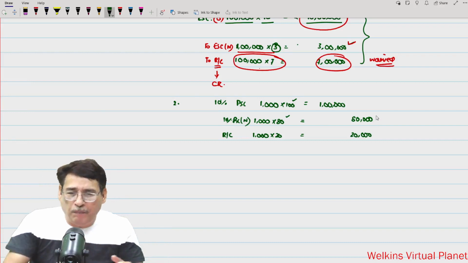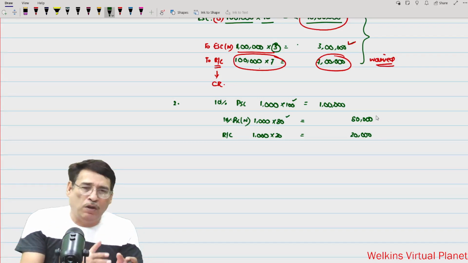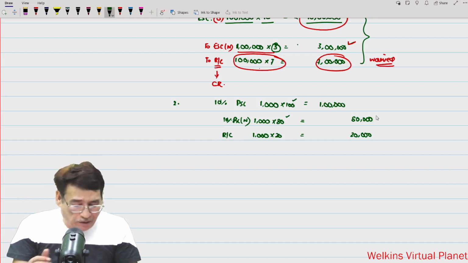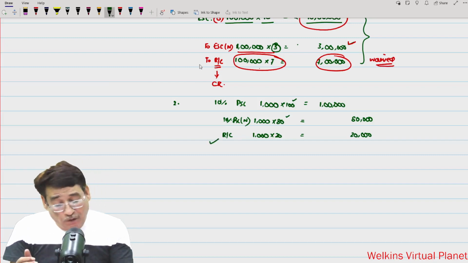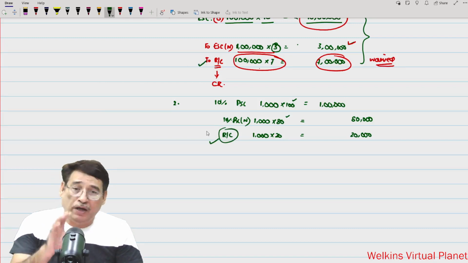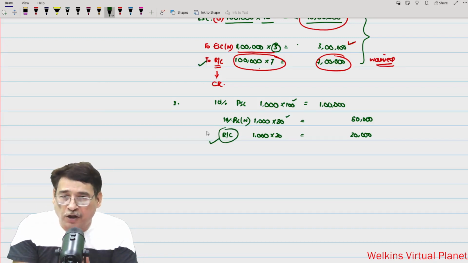Similarly, the company may actually ask the debenture holders to waive a part of their contribution. I have already told you. Now, whatever amount is waived off, that amount will be transferred to an account known as reconstruction account or capital reduction account.